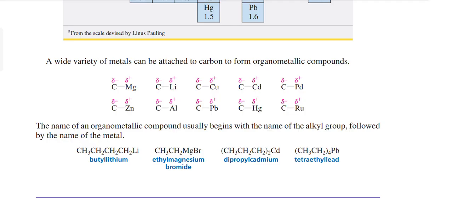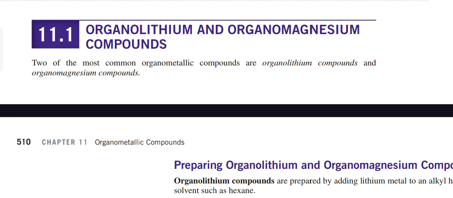A wide variety of metals can be attached to a carbon to form organometallic compounds. The name of an organometallic compound usually begins with the name of the alkyl group followed by the name of the metal. There are some examples like butyl lithium, ethyl magnesium bromide, dipropyl cadmium, tetraethyl lead. So these are some examples in which we can clearly see that the name of the organometallic compound usually begins with the name of the alkyl group. Now I am going to read about the organolithium and organomagnesium compounds.